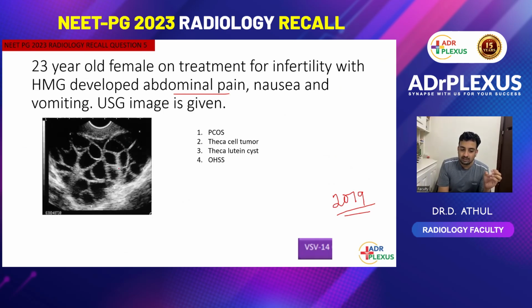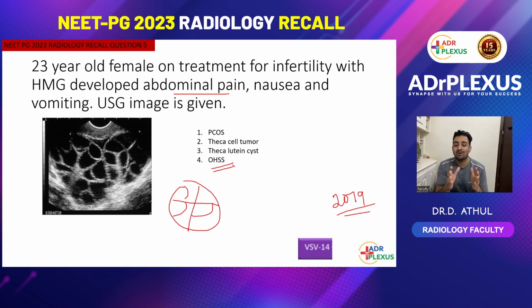The ultrasound image is given. Whenever you are seeing a very much enlarged ovary with septations like this, you should think in terms of ovarian hyperstimulation syndrome. For entrance purposes, whenever you are seeing a history of infertility treatment, you should think in terms of ovarian hyperstimulation syndrome because this is very common, and for your exam purpose it is very important. So this was a case of enlarged ovaries giving a cogwheel appearance in ovarian hyperstimulation syndrome.